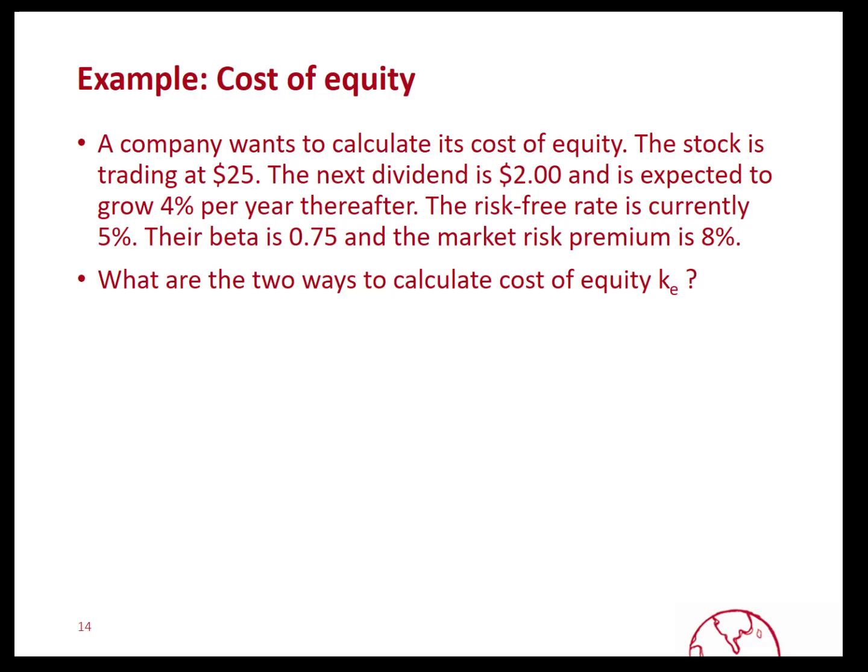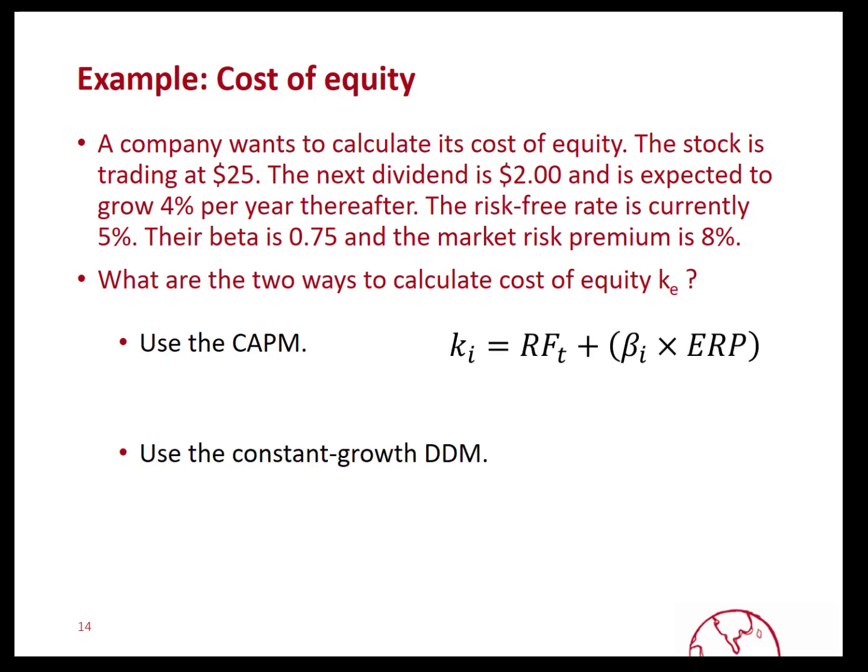You can see from this information that we've given you more than you need for doing the CAPM. That's one of the ways you could calculate it. Obviously, you could just use this formula. However, you could also use the constant growth dividend discount model. In this case, you would simply reformulate the formula and you would put the dividend over the price plus the growth rate of dividends, and that would be another way.